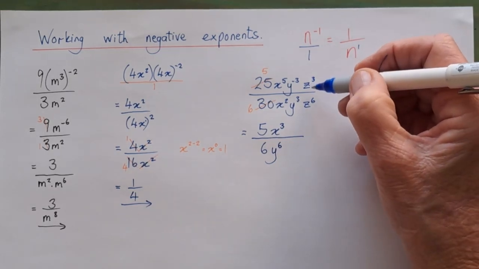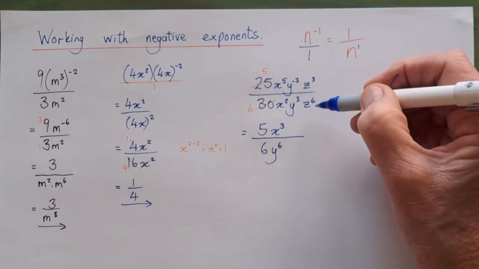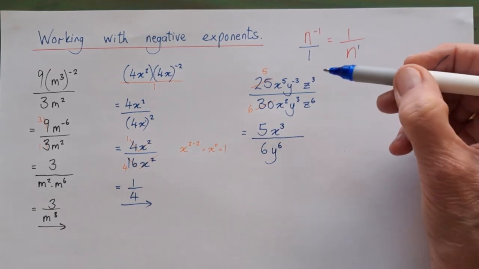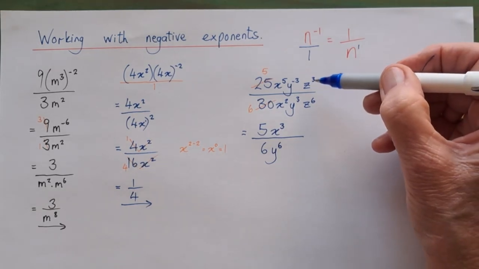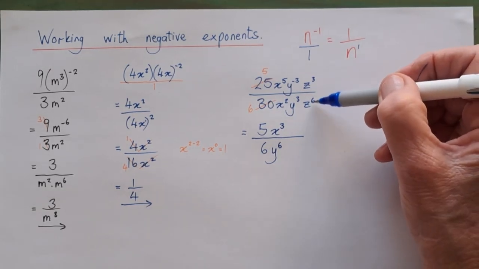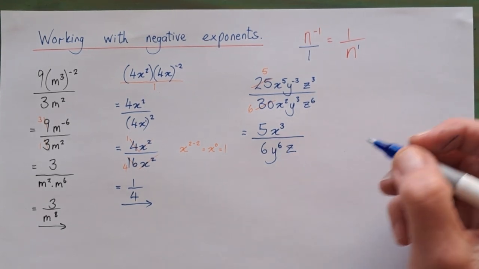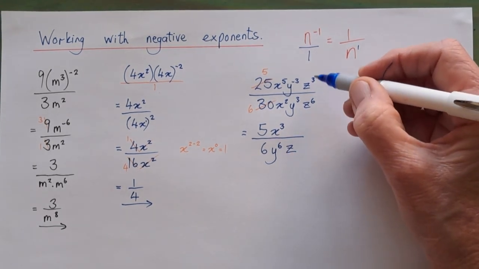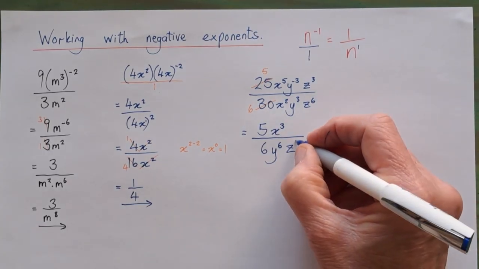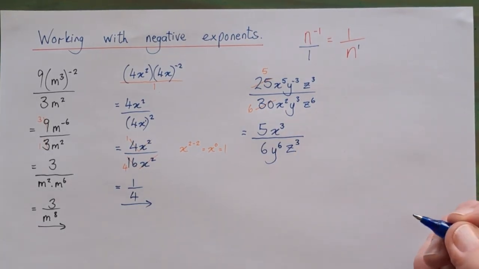Then looking at my z's, there are no negative exponents, so I can use the hack. Is it top or bottom heavy? There's my bigger exponent at the bottom, so I know that my z is going to end up at the bottom. And what's the difference between 3 and 6? The difference is 3. So there's my final answer.